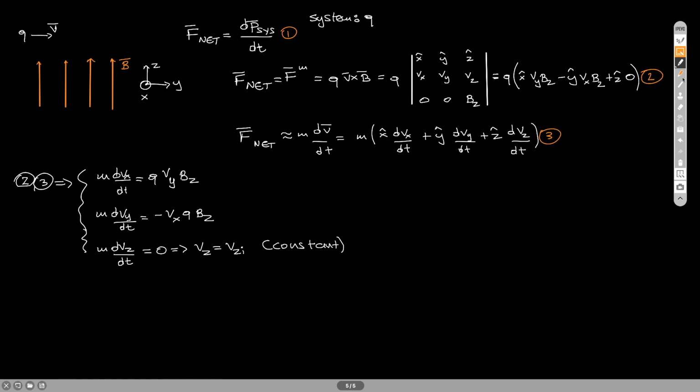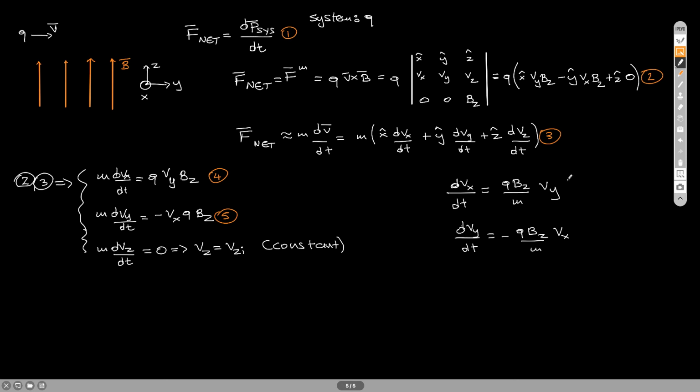Now, let's call these 1, 2, 3. So this will be the 4. This will be the 5. I'm gonna rewrite them again here, and I will rearrange them. So to solve this, dvx over dt equals q bz over m, and those are my constants, times vy. Okay, pay attention here. This is the derivative of vx, but on the right side I have vy, and then equation 5 becomes dvy over dt equals minus q bz over m. The constant is the same, the only difference is the sign, and this is vx.